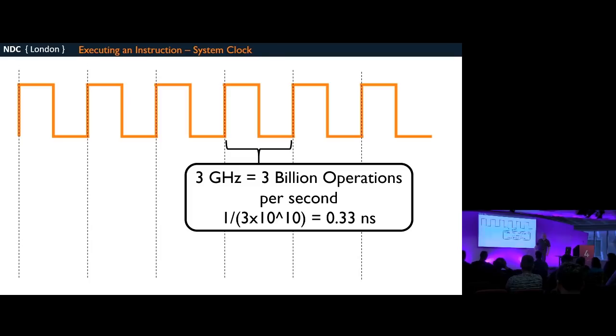Kilohertz CPUs. So at 3 gigahertz, which would be a relatively modern processor, it's going from low to high 3 billion times per second. And that means the amount of time in one step of this cycle is 0.33 nanoseconds. Okay? 0.33 nanoseconds is about that far. Speed of light goes about that far in that amount of time. It's a very, very small value. So again, it's very stupid, but it's very fast at being stupid.